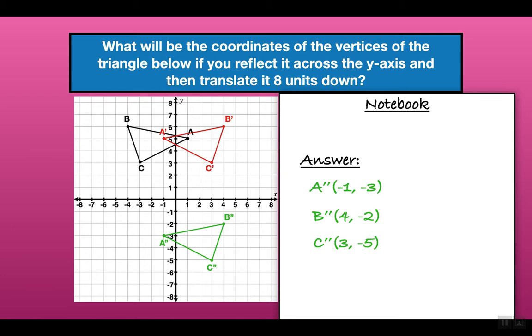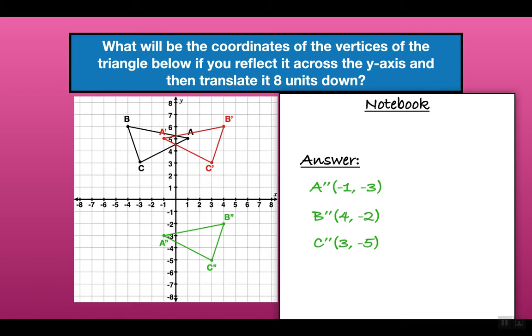And for the reflection, realize that, for example, if A is 1 unit away from the y-axis, then A prime has to be on the other side 1 unit away. If B is 4 units away from the y-axis, then B prime has to be on the other side of the y-axis 4 units away. All right, so you could have done it that way as well.